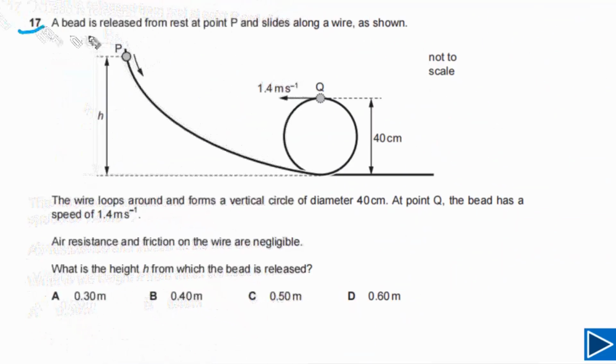For question number 17, it is given to us that a bead is released from rest at point P and slides along a wire as shown in the figure. So this is the bead. We release this bead from point P.